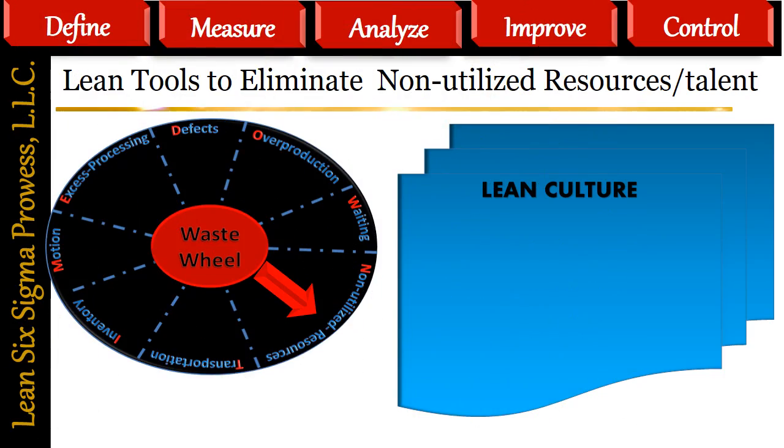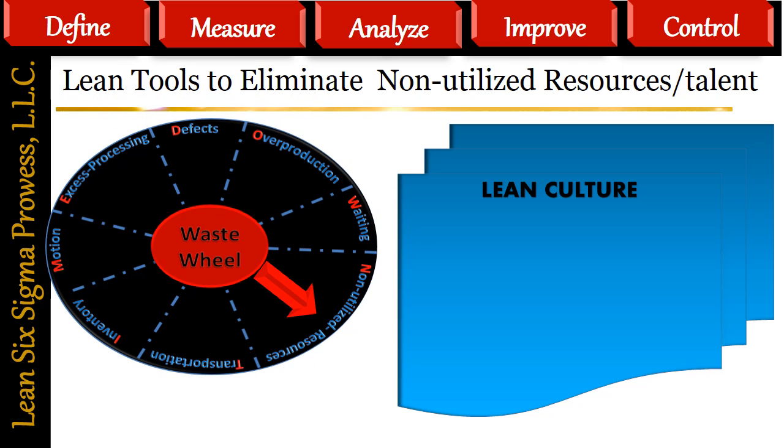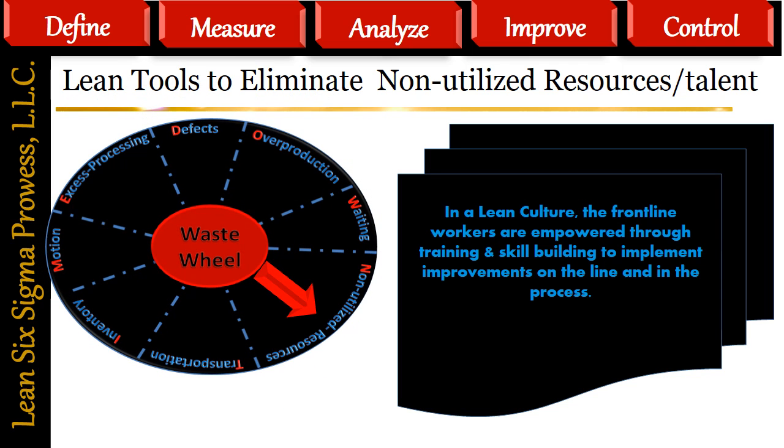Eliminate or reduce the waste associated with non-utilized resources and talent by adopting a lean culture. In a lean culture, the front-line workers are empowered through training and skill building to implement improvements on the line and in the process. For example, in TPM, front-line workers are trained by the maintenance work group to take over daily equipment maintenance and care. Over time, they become qualified maintenance technicians. And, in Lean and Six Sigma, front-line workers are trained in Lean and Six Sigma tools and methodologies so they can fill the role of team member or eventually project leader. Over time, they can move through the belts to become a certified black belt.